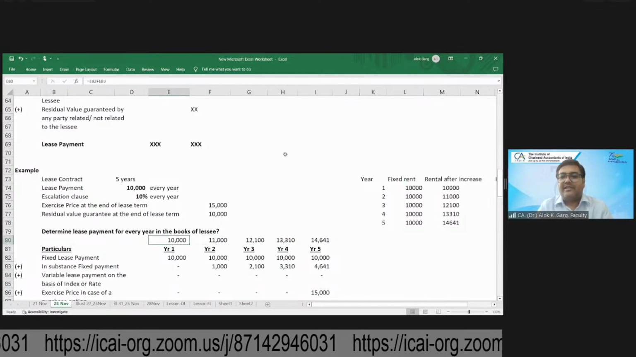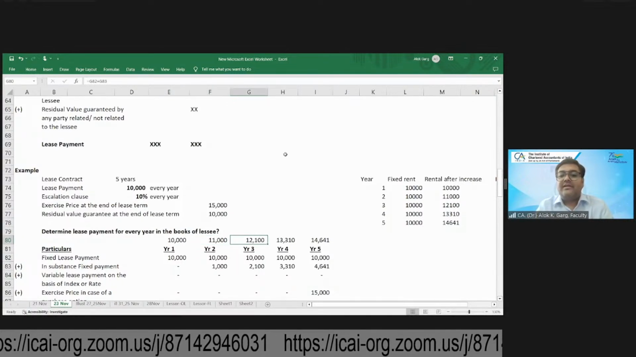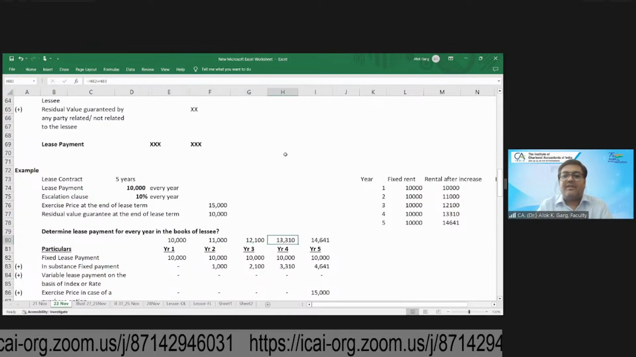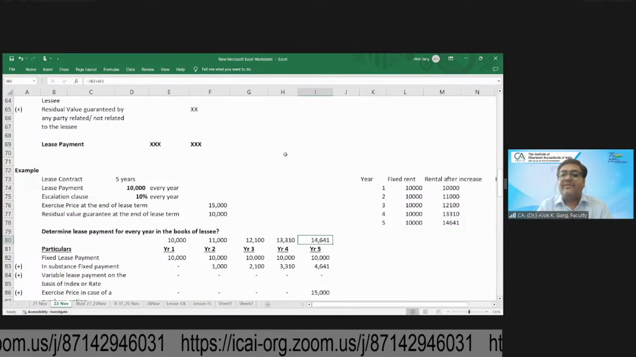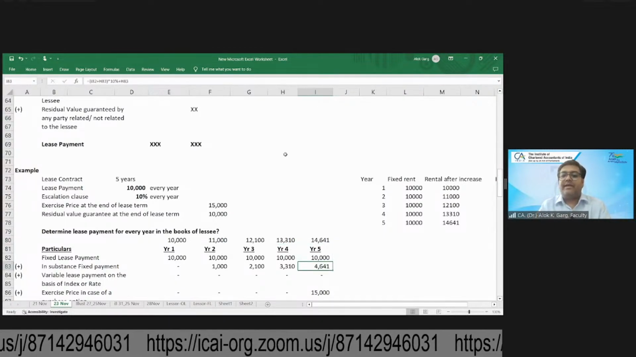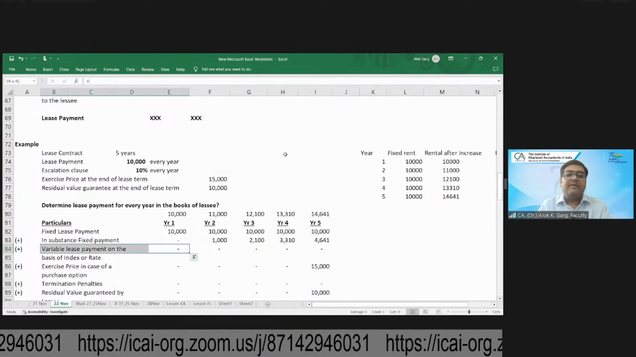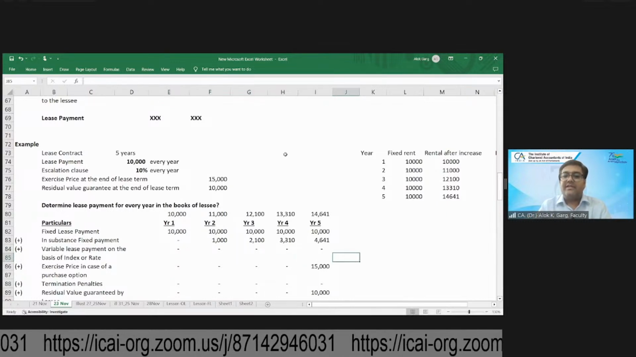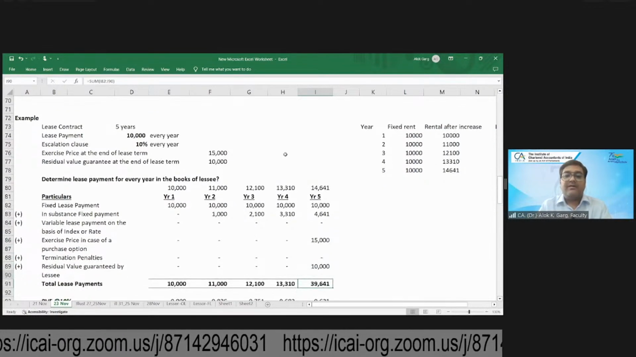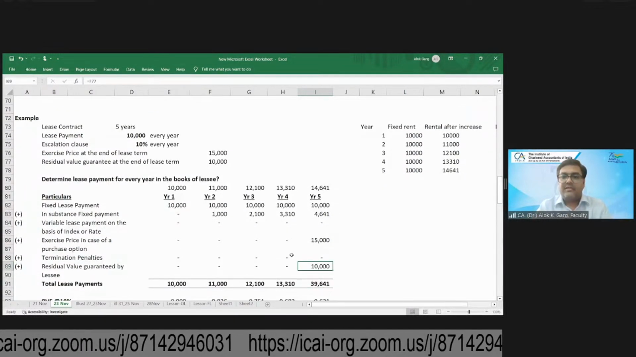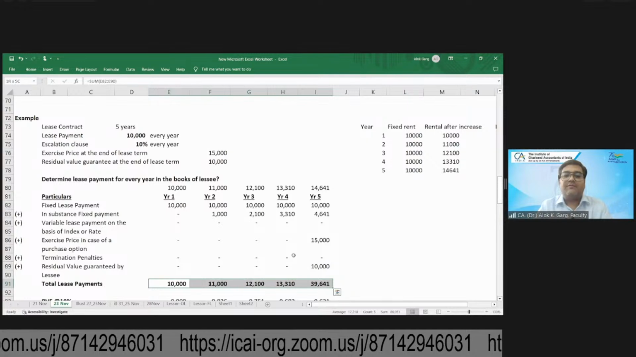Simply, you can see last year it was 10,000. In year two, a 10% increase on 10,000 will become 11,000. In year three, a 10% increase on 11,000 will become 12,100. In year four, a 10% increase on 12,100 will become 13,310. In year five, a 10% increase on 13,310. I've just compared with 10,000. These are the in substance fixed lease payments. Is there any variable lease payment on the basis of an index or rate? Nothing is given. Exercise price in case of a purchase option is given as 15,000. Residual value guarantee is also given, which is 10,000. This is your total lease payment year by year, year one, two, three, four, five.